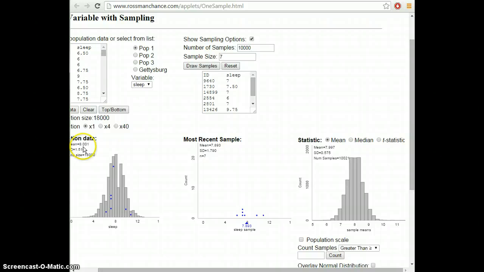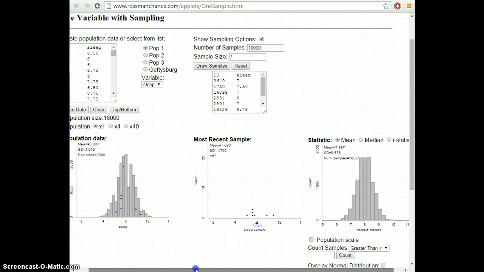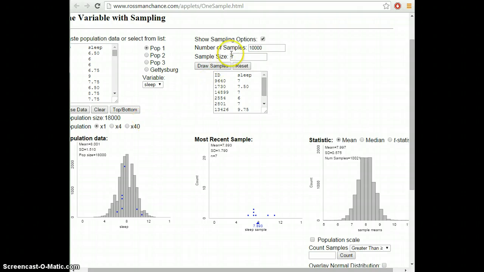Notice that the standard deviation is 1.5, and here it's 0.575, so it's much smaller. Why is that? The sampling mean has a different standard deviation than the original population. It's connected, but this is called the standard error. So the standard deviation of this distribution right here is called the standard error, and we calculate it by the original standard deviation divided by square root of the sample size. So if we took 1.51 divided by square root of 7, we should get about this.